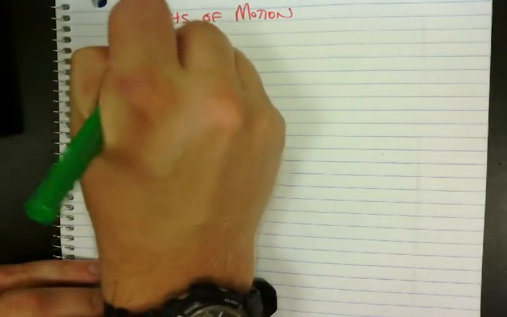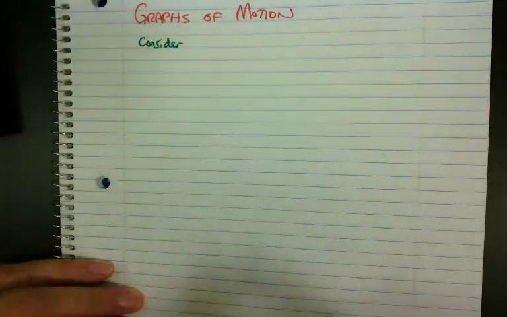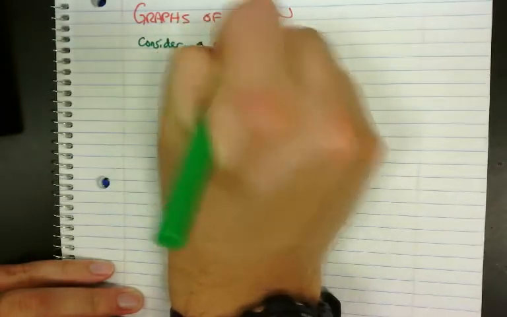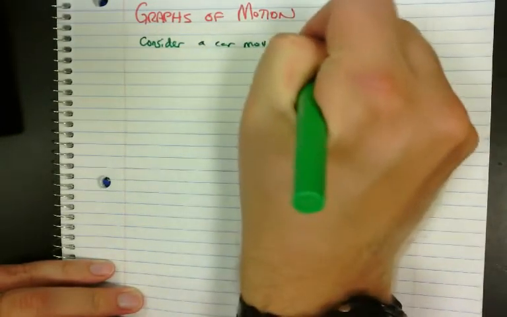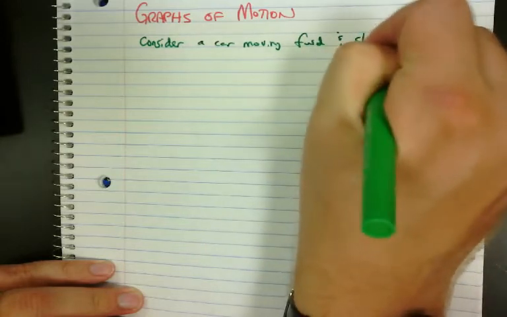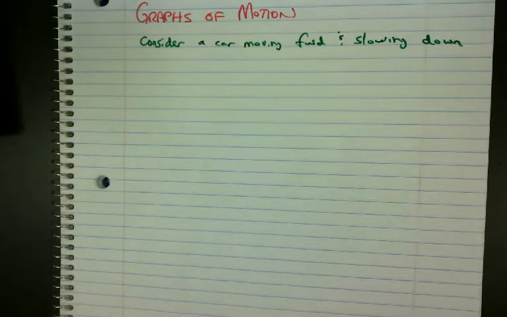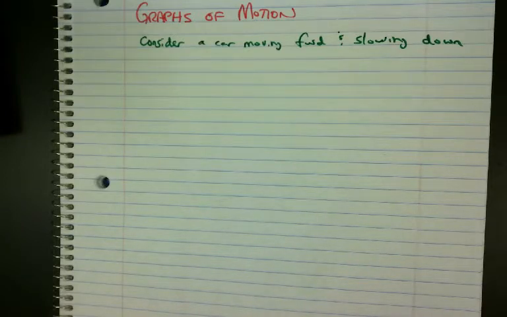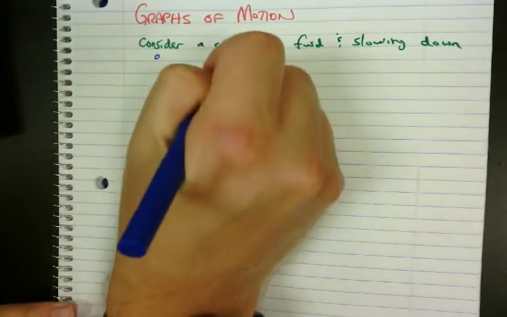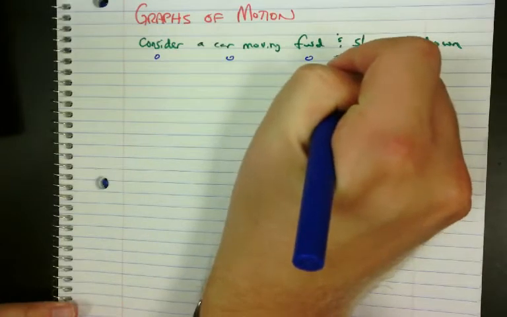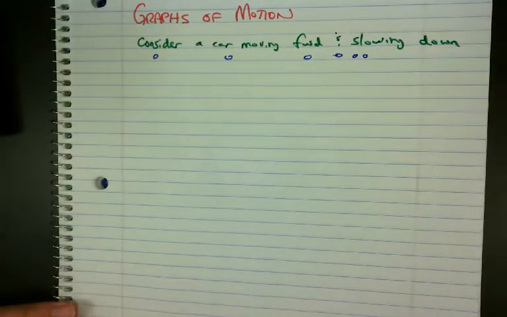I want to consider a car moving forward and slowing down. So if we were to do a motion map like the Nearpod talked about, it would look something like this, right? We would start out going fast, and then we would slow down over time, so they'd get closer and closer together.